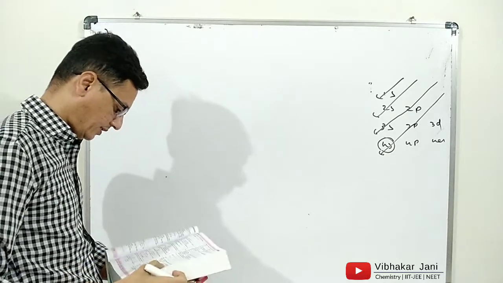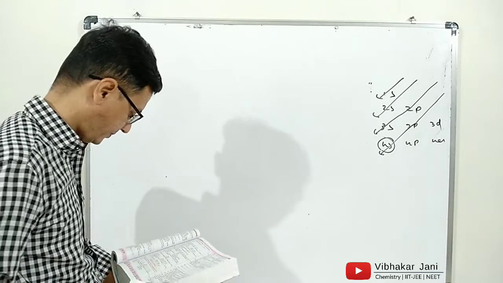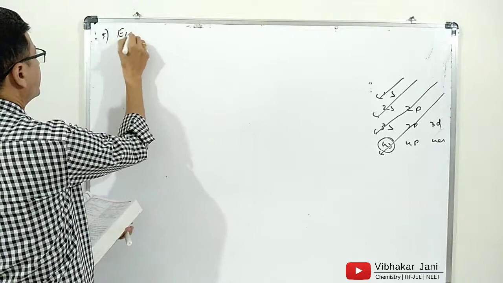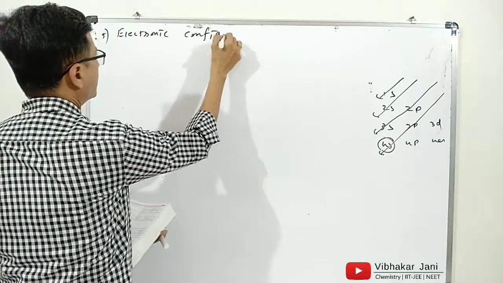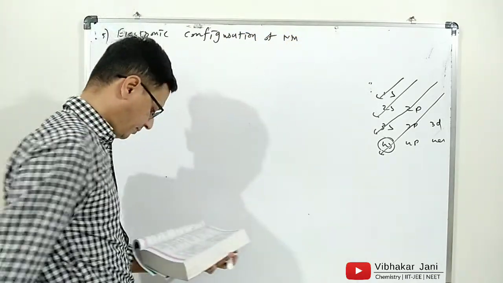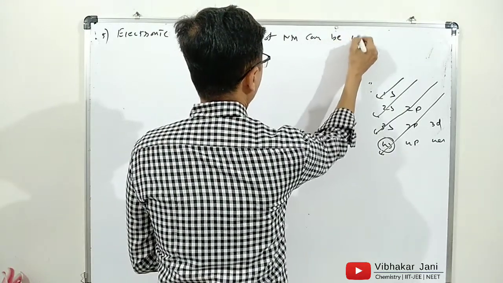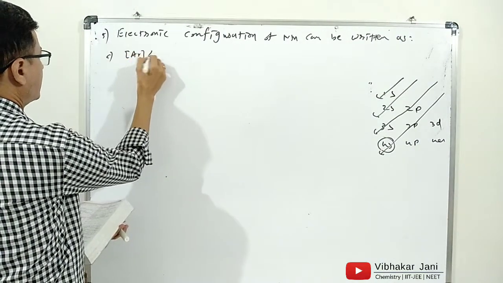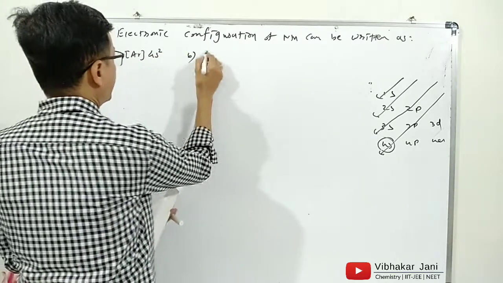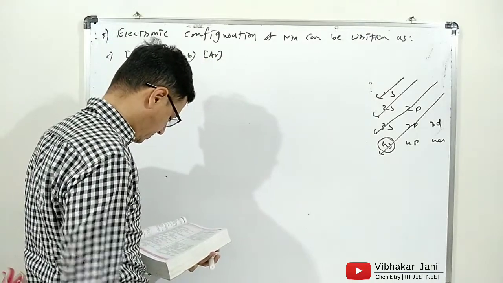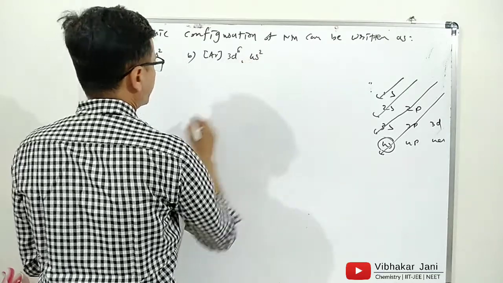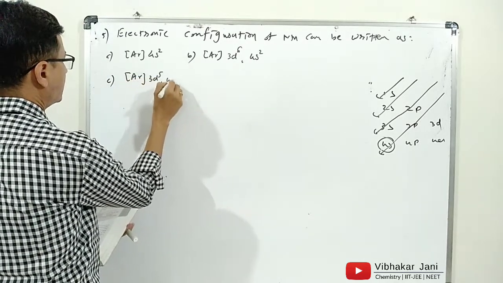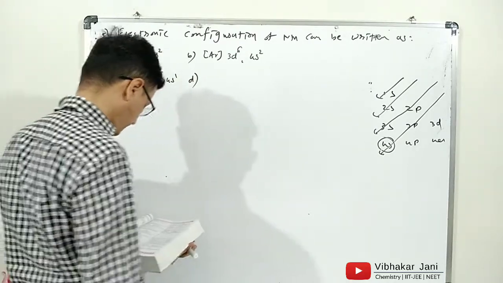Now our next question is: the electronic configuration of Mn, manganese, can be written as. Here are the options. A is Ar 4s2, B is Ar 3d6 4s2, C is Ar 3d5 4s1, and D option is Ar 3d5 4s2.